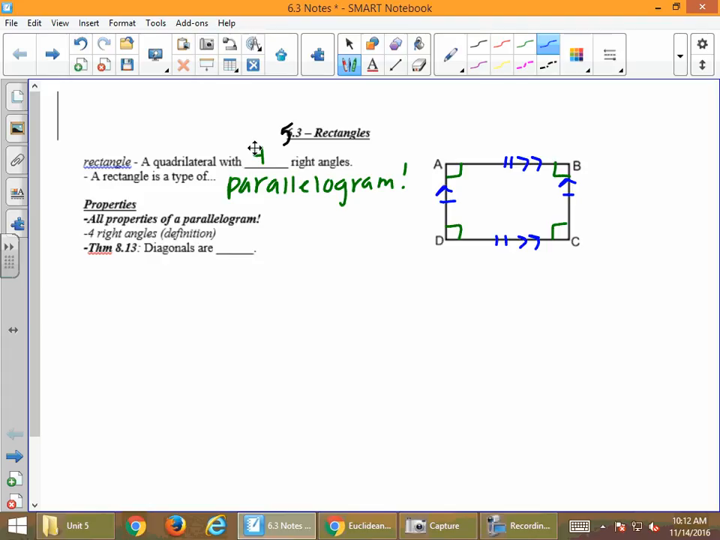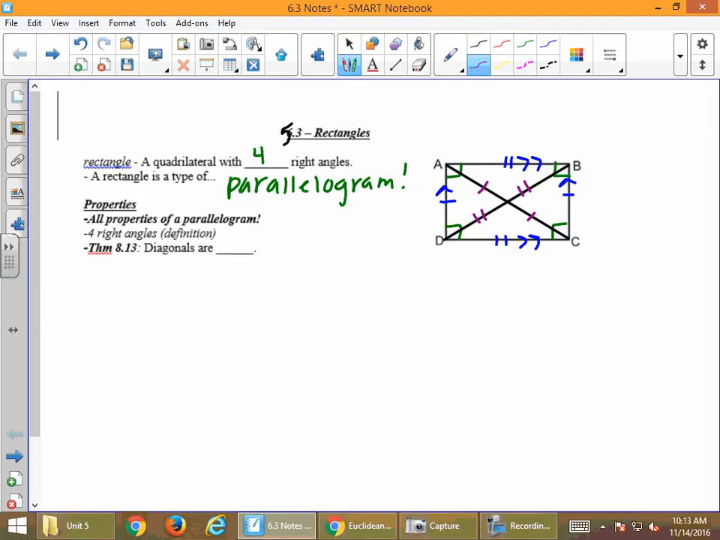What do we know about the diagonals of a parallelogram? If we were to draw in these diagonals, what do we know about those? Very good. They bisect each other, which means this piece and this piece are the same, and this piece and that piece are the same. Cut each other in half. So those important properties of parallelograms also apply to rectangles. You can use those as well.